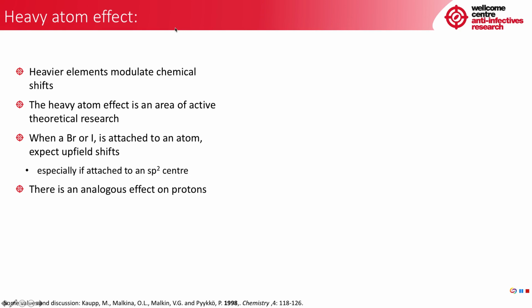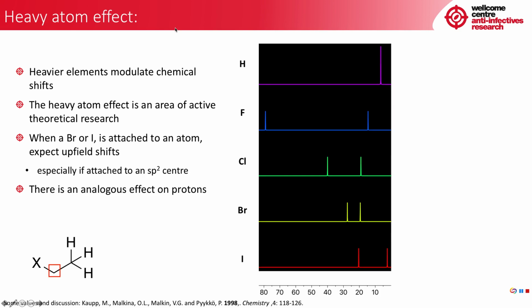I should mention there is an analogous effect on protons. It's smaller and it's orientation dependent, and it's just usually less visible and relevant. And I'm not going to go into any detail on that. Now, if we look here at some ethane analogues, where we started with ethane at the top and then successively replaced one of the hydrogens with the 4 different halogens, and then look at the carbon shift of the attached carbon in the red box.